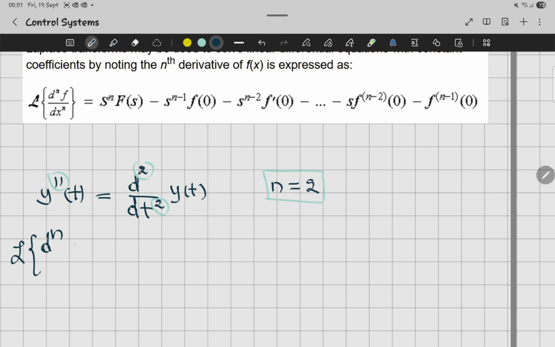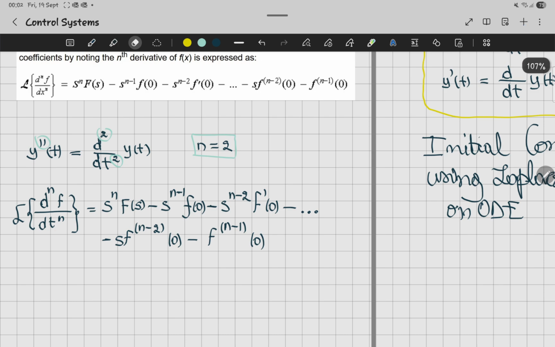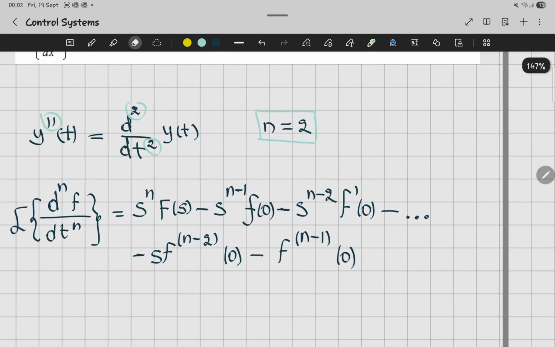The nth derivative of f with respect to t, d^n f/dt^n, equals s^n F(s) minus s^(n-1) f(0) minus s^(n-2) f'(0), and so on. We can continue. So this is what we get here.